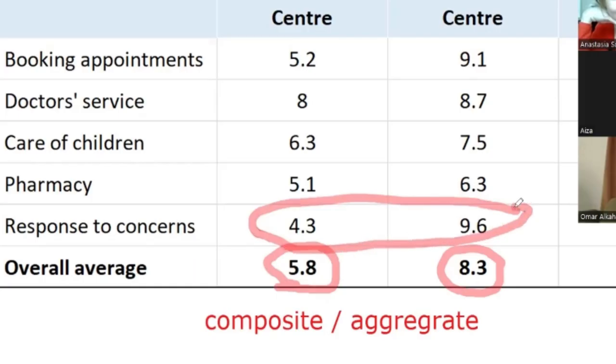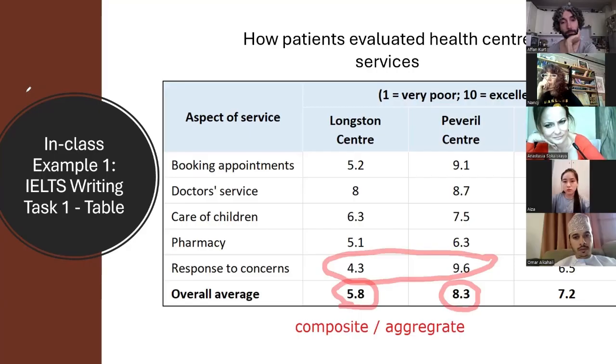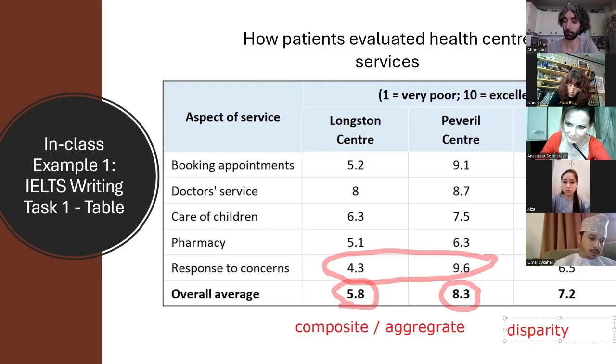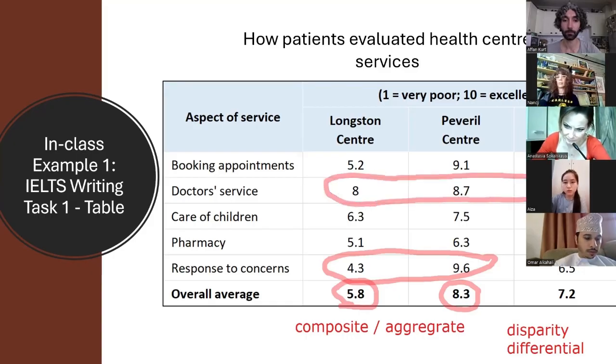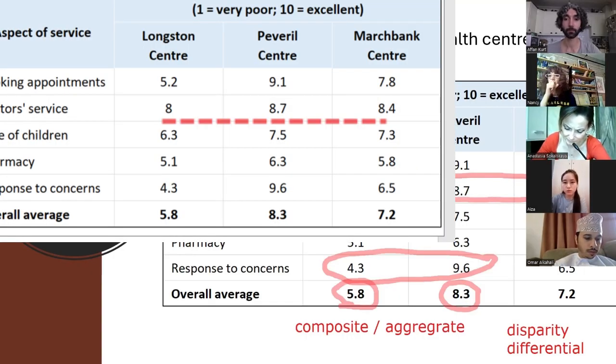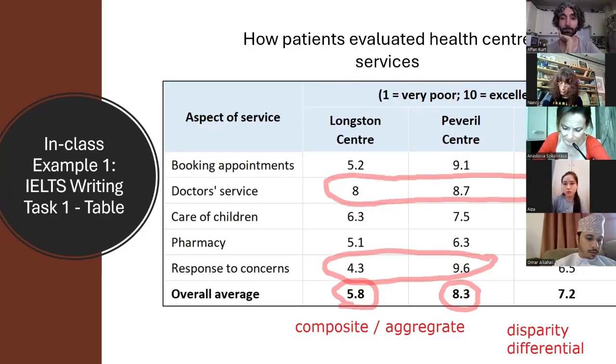Here we have the biggest disparity. So if you want to talk about using nice words, disparity is a great word. The largest disparity exists in the response to concerns with more than a 5-point, watch this, a 5-point differential. Let's move on. The other thing that was interesting, I thought, was these all scored well and were all similar. Everyone likes doctors. I found those two.